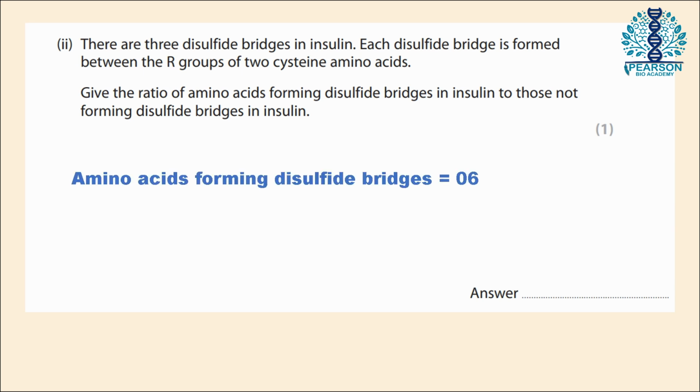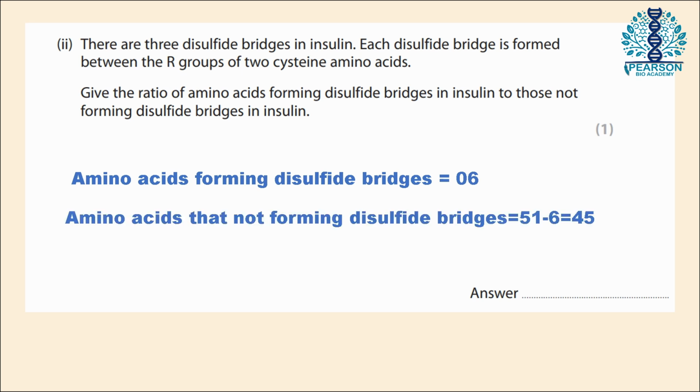Now the number of amino acids forming disulfide bridges is 6 and the number of amino acids not forming disulfide bridges is 51 minus 6. It's 45. So the ratio is 6:45. If you simplify it, the final ratio is 0.13:1.